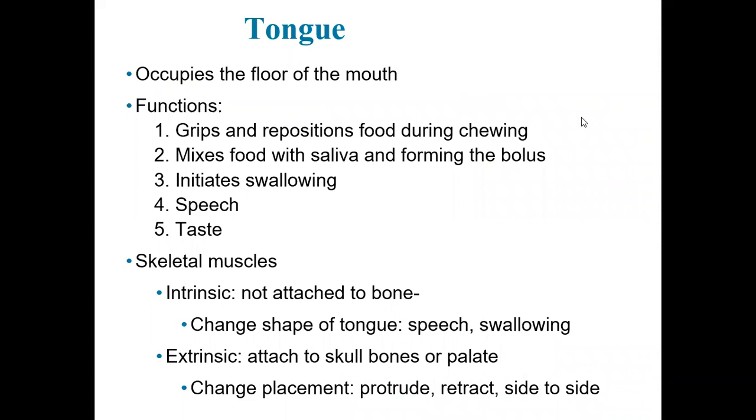The tongue is responsible for gripping and repositioning food during chewing. It will also mix the food with saliva and form a bolus, and then swallowing is initiated. It is also responsible for speech and taste. There are two sets of skeletal muscles, intrinsic, which are not attached to bone. These are going to be important in speech, especially the formation of consonants, as well as initiating the swallowing reflex. And there are also extrinsic muscles of the tongue, which will allow us to protrude or stick out our tongue, retract it, and move it side to side.